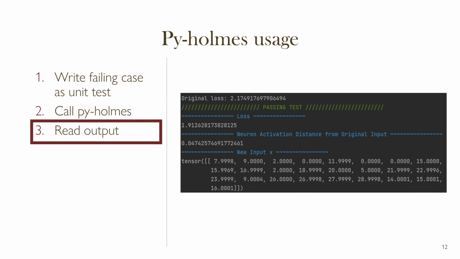Now, Pyholmes presents a report like this for each of the three passing and failing inputs that elicited the most similar neuron activation in the final embedding layer. For brevity, this slide shows only one passing input. Pyholmes shows the model's loss on the original failing input, whether this new input provided by Pyholmes passed or failed, the model's loss on this new input, the difference in activation of the final embedding layer between the original input and this one, and the value of the new input tensor.